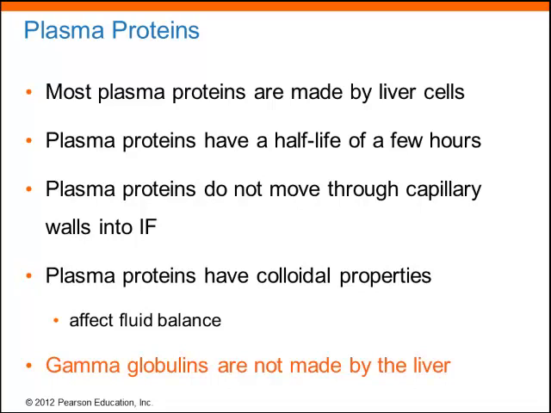Now, you'll notice there's one major group of plasma proteins that are not made by the liver, and that's the gamma globulins. You've probably heard of gamma globulins. That's the same thing as antibodies, and we'll study them later, but I want you to know for now that of all of the proteins found in plasma, this is a major group that is not made by the liver.